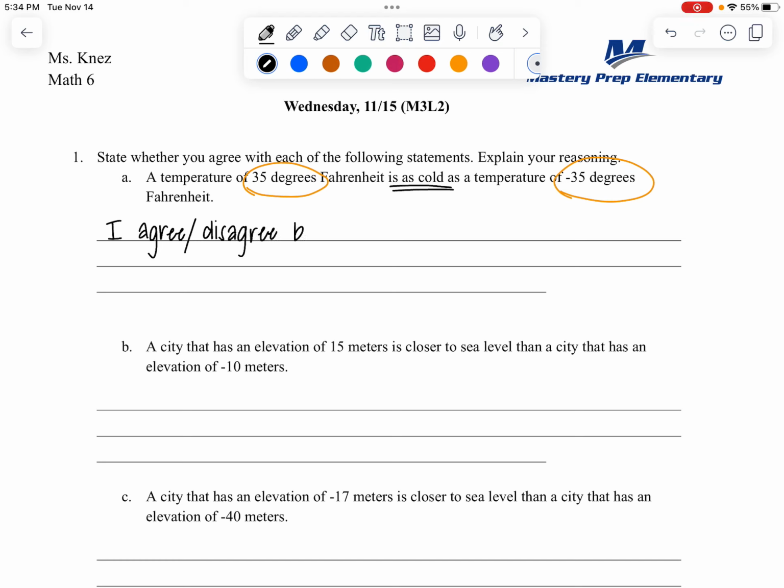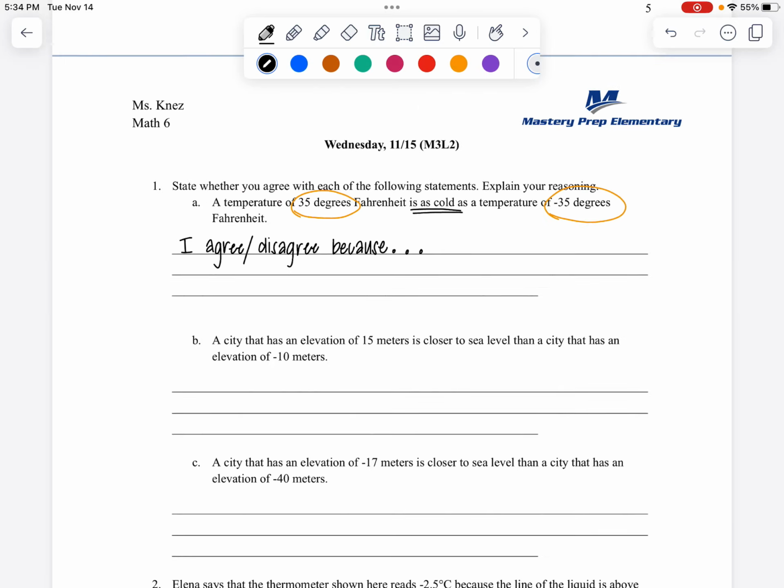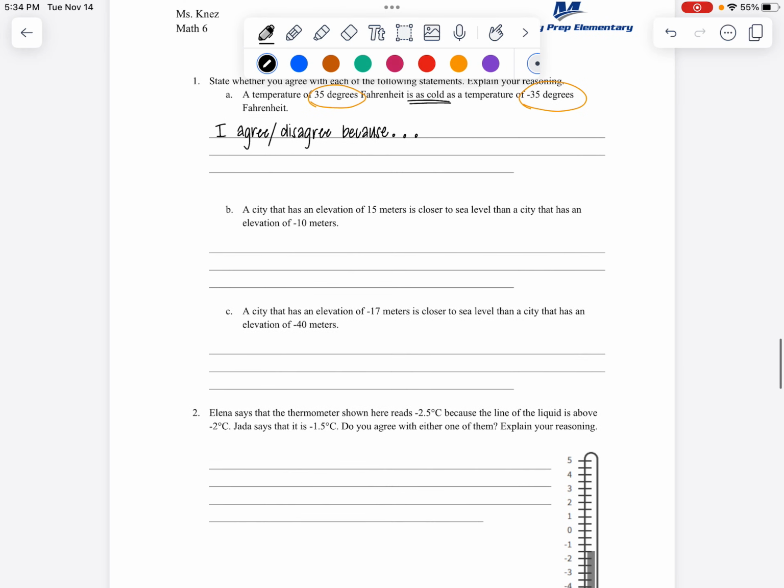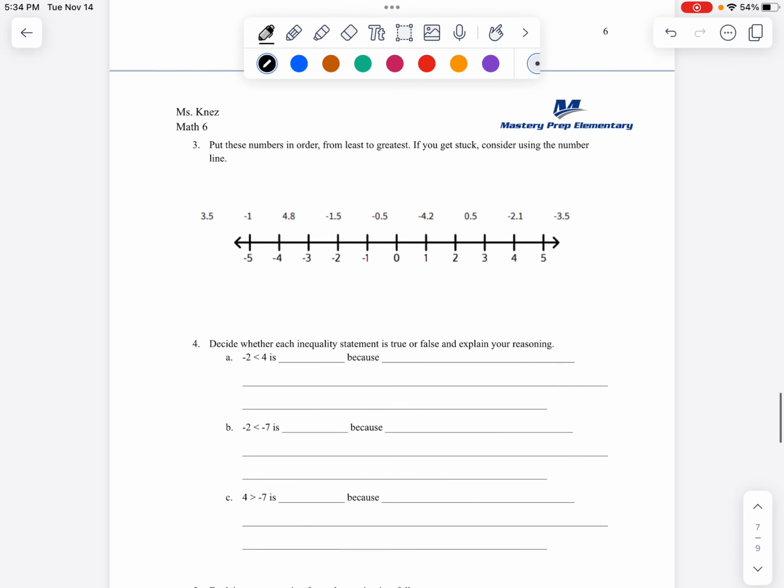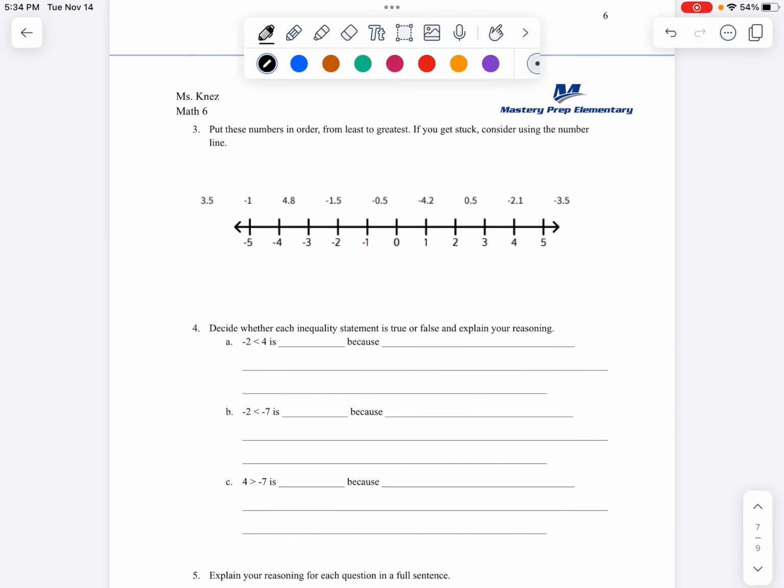because. Is that statement true? That 35 degrees Celsius is the same thing as -35 degrees Celsius. And that's a great sentence starter for everything on this page. You're just determining if this statement has used positive or negative numbers correctly. On the next page, you're taking the opportunity to compare positive and negative numbers.